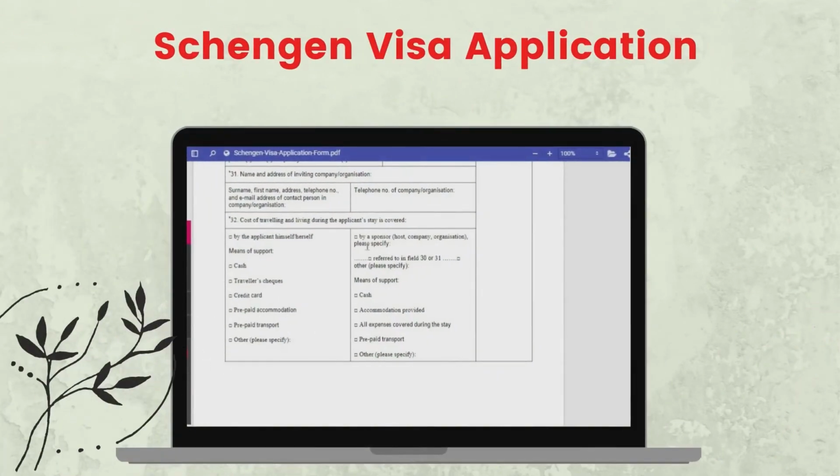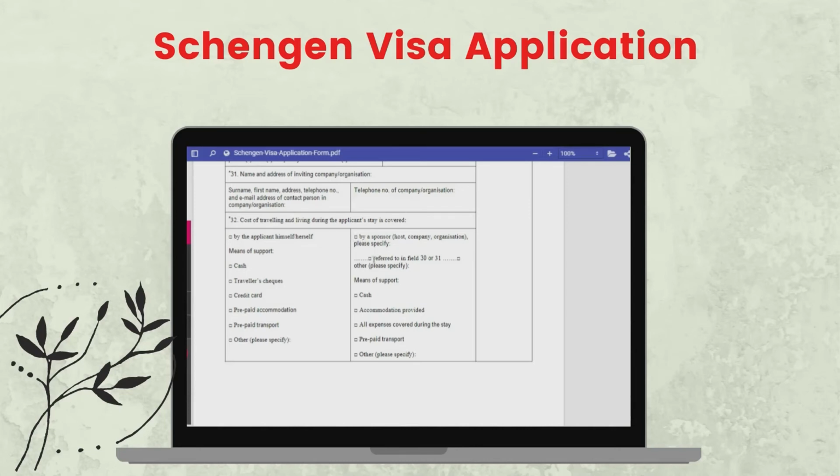This is a sample visa application form. On the third page, go to number 32. So the question was, cost of traveling and living during the applicant's stay is covered either by the applicant himself or herself or by a sponsor. Since you are being sponsored, then you should tick off by a sponsor.